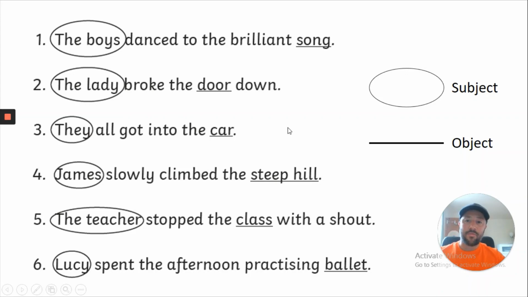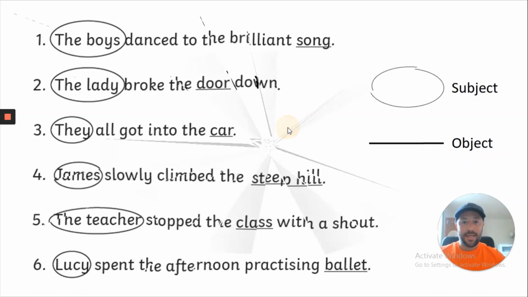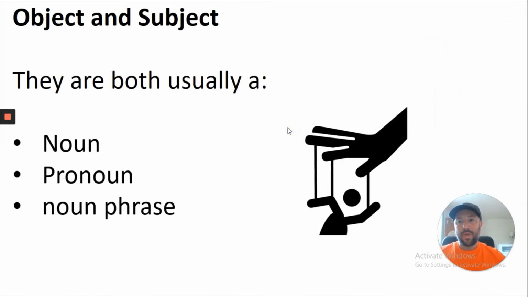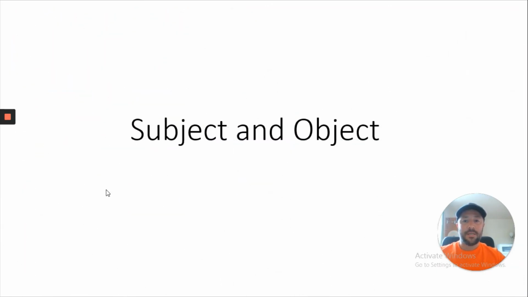So I hope you got all of those right. If you want to write down some more sentences, you can. Have a bit more of a practice. That's totally up to you. Just remember, when we're looking at the subject and the object, they're usually a noun, a pronoun, or a noun phrase. So I hope that's made sense, and I'll speak to you guys soon. Bye.